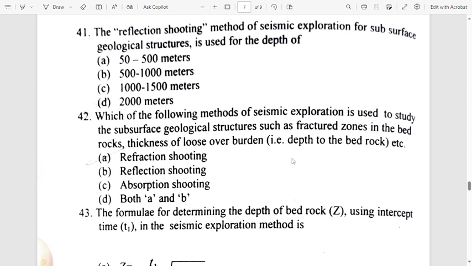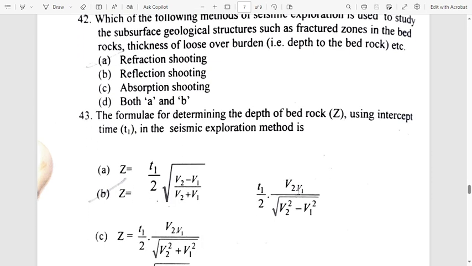I think this is wrong. Okay, this is wrong. This is the correct answer: V2 minus V1 divided by V2 plus V1.